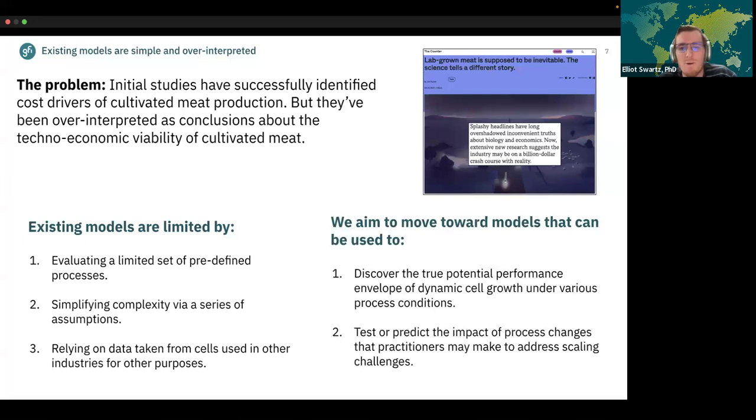And so, as we'll discuss, we want to be able to move towards models that can really enable one to discover the true potential performance envelope of real dynamic cell growth under various process conditions, and be able to really make predictions and test hypotheses around process changes that you might make to overcome challenges that are known when it comes to scale up.